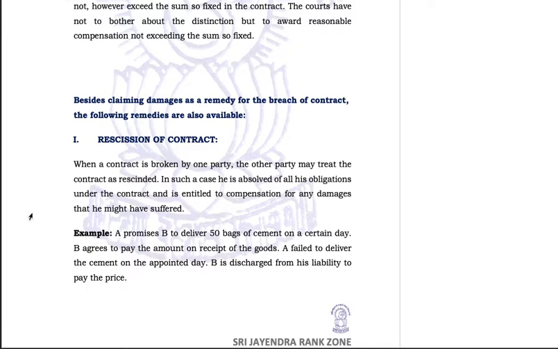In such a case, he is absolved of all his obligations under the contract and is entitled to compensation for any damages that he might have suffered. A promises B to deliver 50 bags of cement on a certain day. B agrees to pay the amount on the receipt of goods. A failed to deliver the cement on the appointed day. B is discharged from his liability to pay the price. Okay, now he has no liability to pay the price, but also he can sue him for further damages, for the loss of business opportunity. Reasonable.